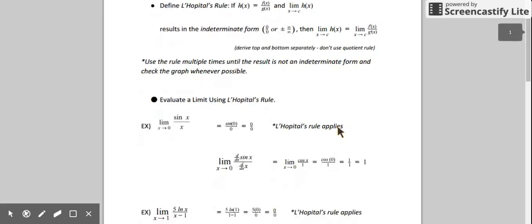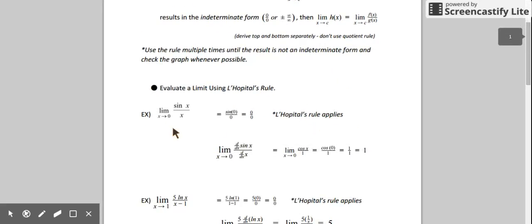So let's try it on an example. If I want to find the limit as x approaches 0 of this function, when I try to direct substitute first, the sine of 0 is 0. And if I substitute 0 on the bottom, I get 0 on the bottom. So I get this indeterminate form. I can't divide 0 by 0. So I can use L'Hopital's rule, and I can find the derivative of the top. The derivative of the numerator is cosine of x, and the derivative of x is 1.